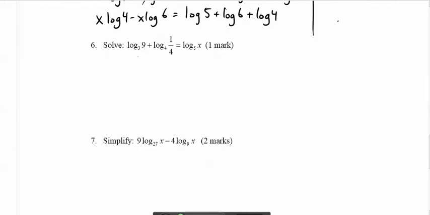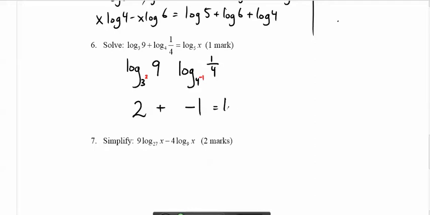To solve this problem, I can use the fact that log base 3 of 9 equals 2, because 3 squared equals 9. Log base 4 of 1 over 4 is negative 1, because 4 to the power of negative 1 is 1/4. So log base 5 of x equals 1.